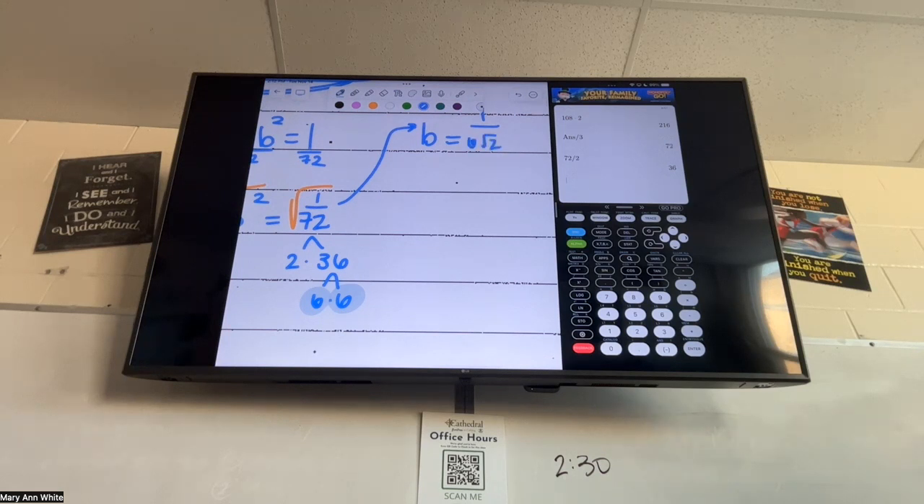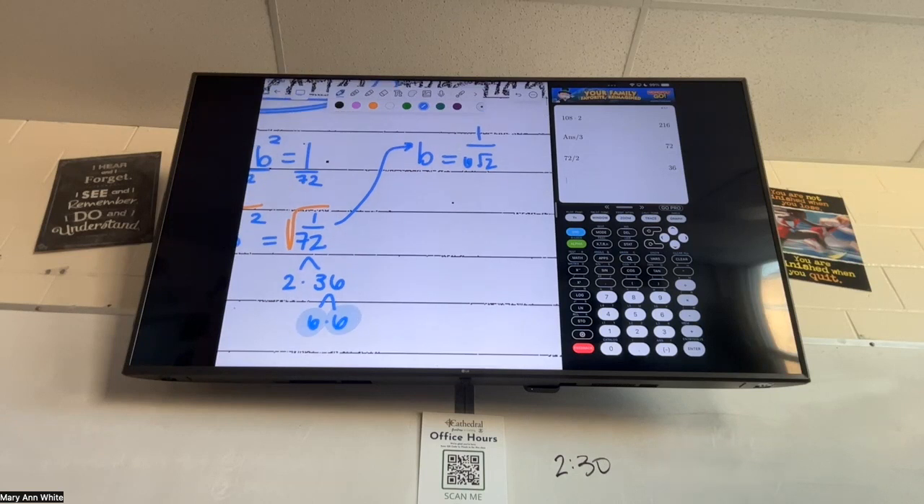Okay, we're not done yet. I cannot have that root 2 in the denominator, so what do I need to do? Multiply by root 2. Once I multiply by root 2, now I'm finally done. I get root 2 over 12.